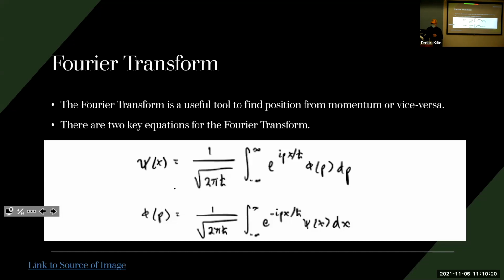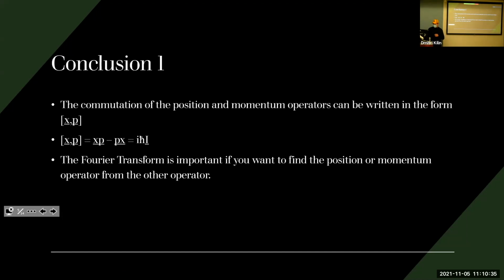So here's the Fourier transform, and it's important to find the position operator from momentum or vice versa. And in this case, there are two important formulas. So here's a quick conclusion for the first part.